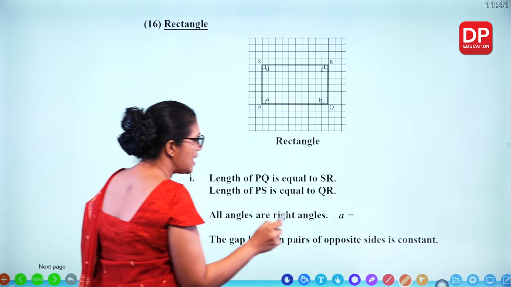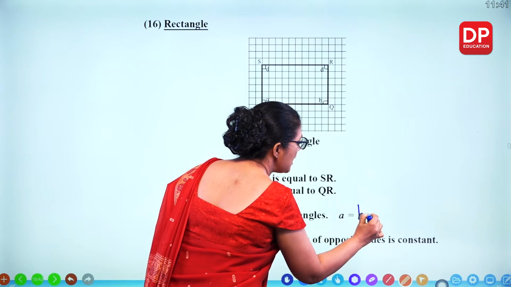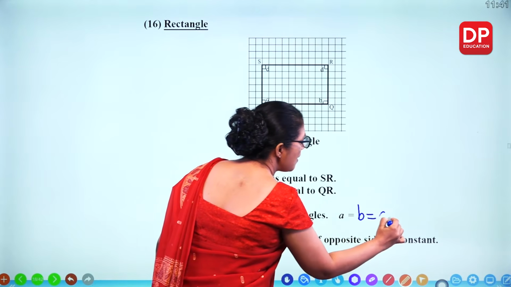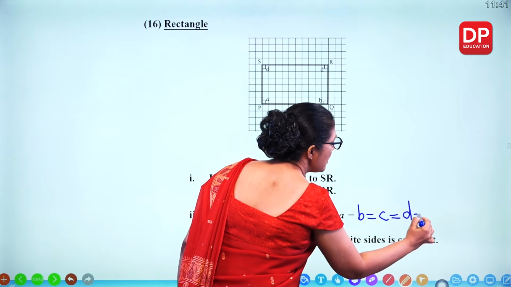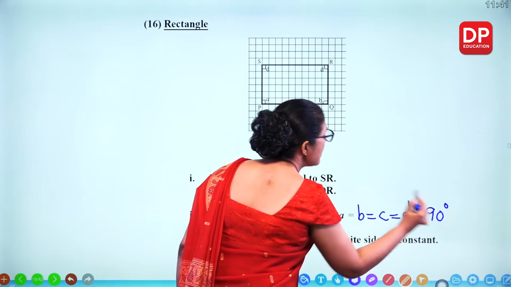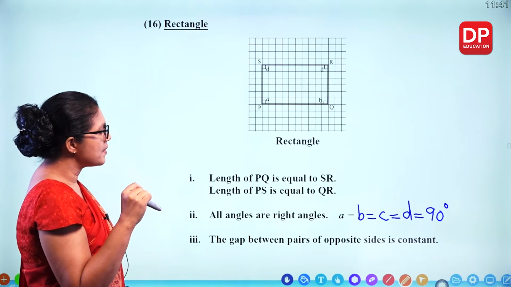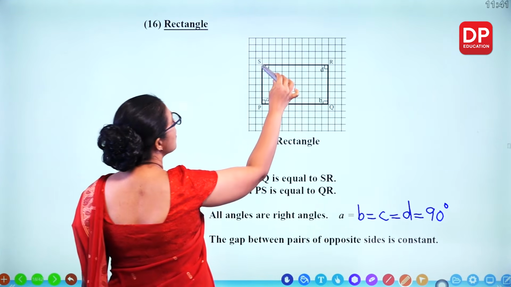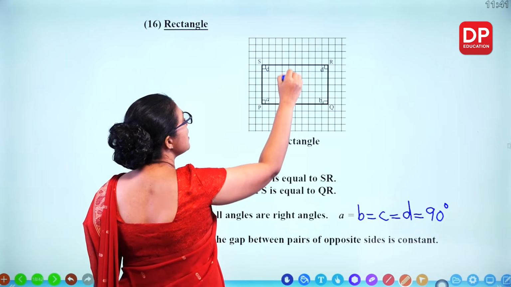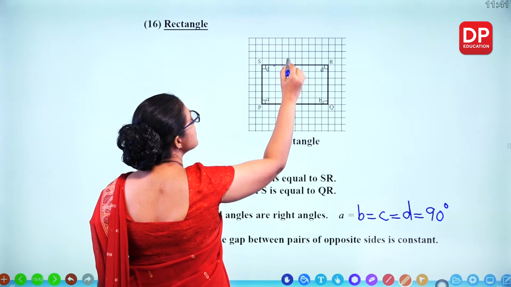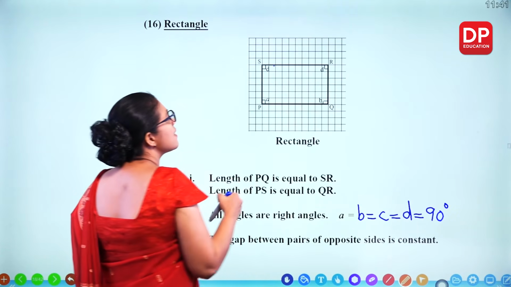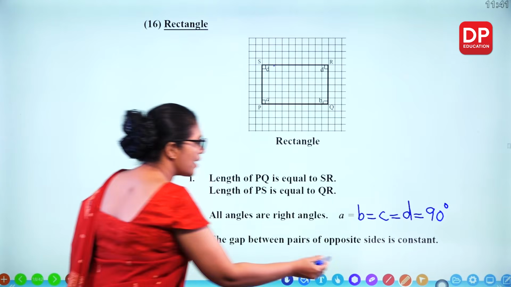All angles are right angles. So we can write A equals B equals C equals D. All are 90 degrees. The gap between pairs of opposite sides is again a constant. So when you take any 2 points, the gap is the same. I can show you that.